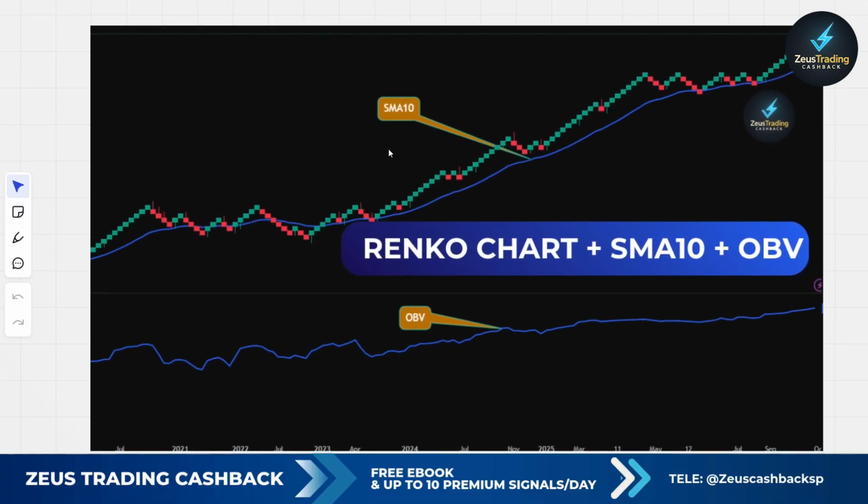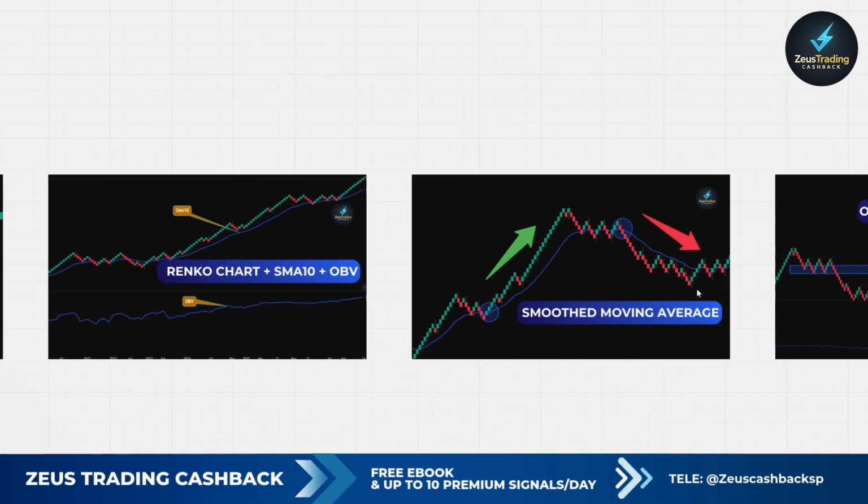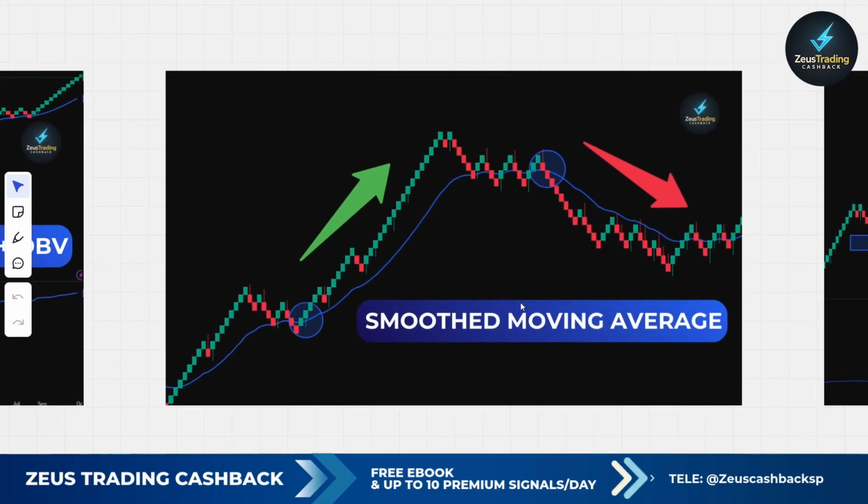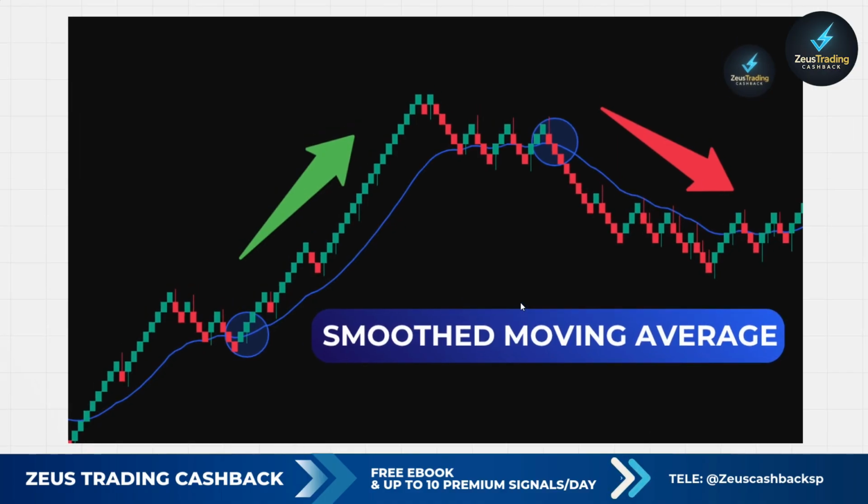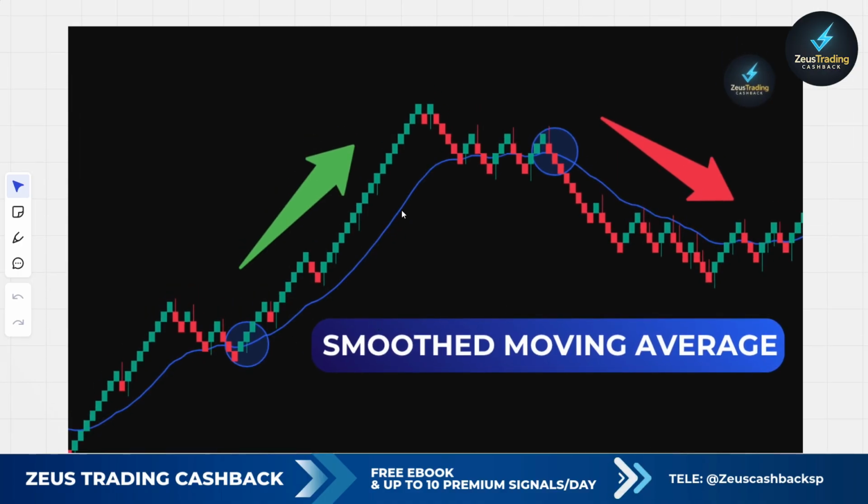To turn it into a full trading system, we combine it with other tools. The ultimate trio is Renko, the 10-period SMA, and OBV. The 10 SMA plays a crucial role. When Renko bricks print above the SMA and the line is sloping upward, that's a strong bullish trend. When bricks form below the SMA and the slope is downward, it signals a strong bearish trend. Just this simple filter already helps you avoid sideways markets and stick to trending ones.